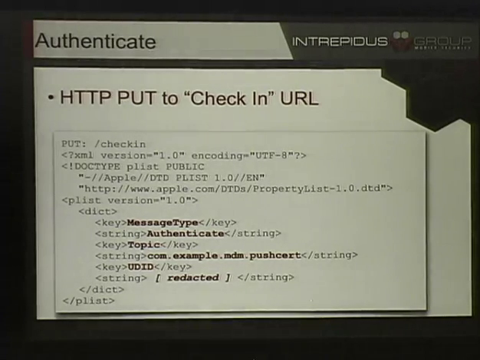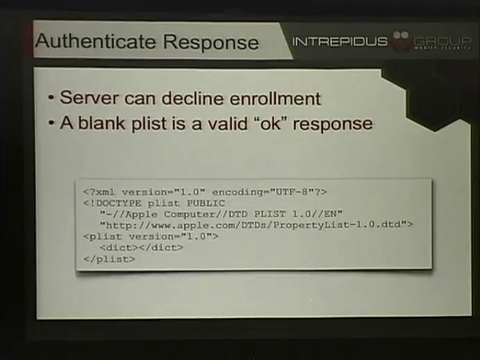So the device will send this to the server, and the server will say yes or no. If the server just sends back a blank property list, apparently that's an OK message. I'm not sure, I don't remember what the exact proper message looks like. This is just what seems to work for me.